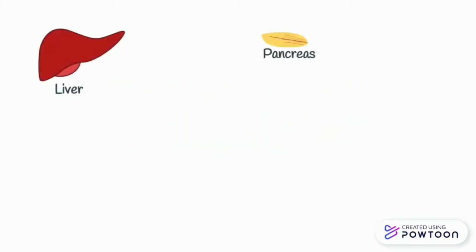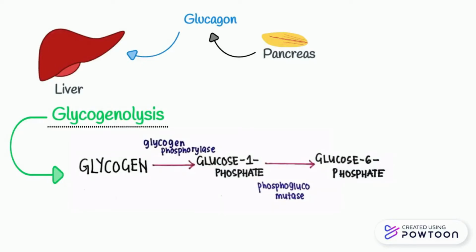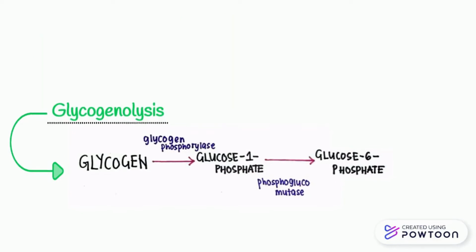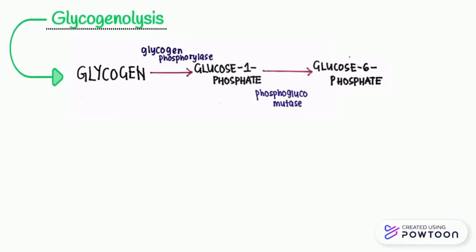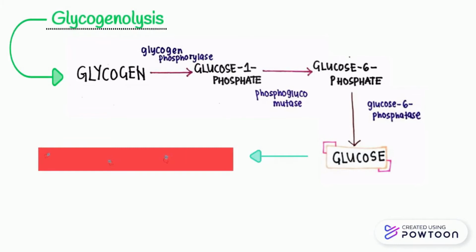In the liver, the hormone glucagon is used in the process called glycogenolysis, in which the stored glycogen in the liver is broken down into glucose precursors, which are glucose 1-phosphate and glucose 6-phosphate, with the help of enzymes. As glycogenolysis continues, glucose is obtained and released into the bloodstream. Hence, the blood glucose level is increased and the glucose can be used next in the glycolysis process.